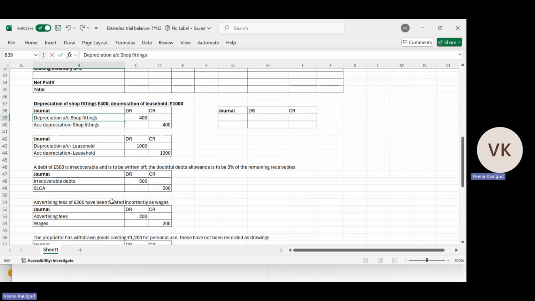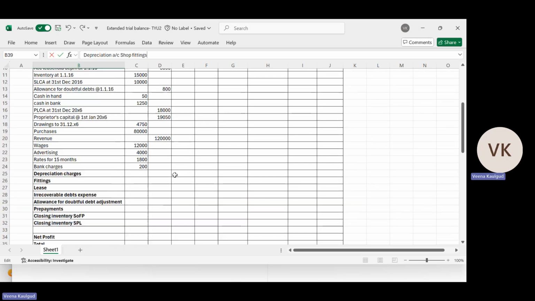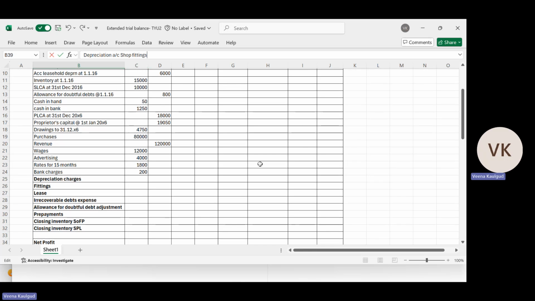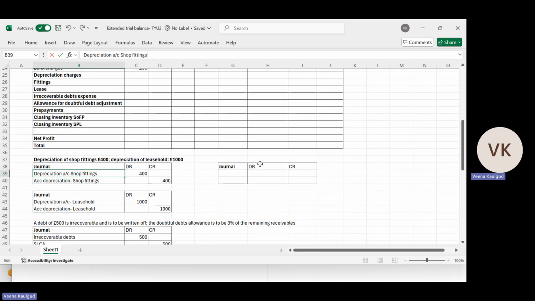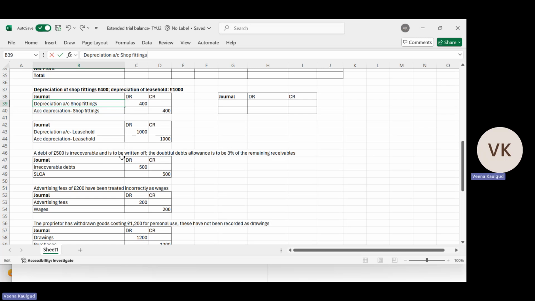You won't get a full-fledged question to do something like this. They may give you a fully completed question, but they may ask you to do just a few journals, and they will ask you to finish the extended trial balance by inserting those particular numbers for the journals you are doing. Okay, so here a debt of 500 is irrecoverable and is to be written off, and the doubtful debts allowance is to be 3% of the remaining receivable.